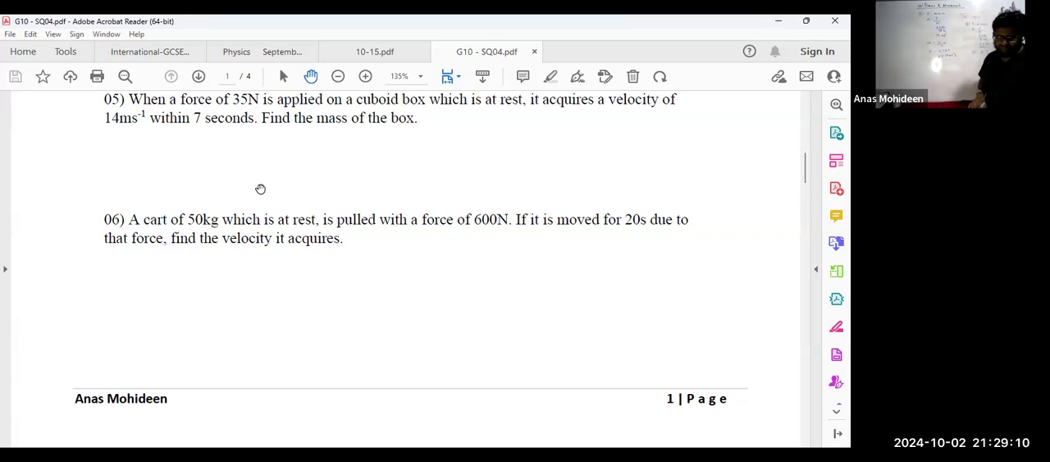Into what is the time taken? 20 seconds. So 12 into 20, 12 into 2 is 24, with 0, 240 meters per second. The unit must be correct. This is not acceleration, it is velocity. So it should be meters per second, not meters per square second. Earlier I found acceleration, now it is the final velocity. Okay.